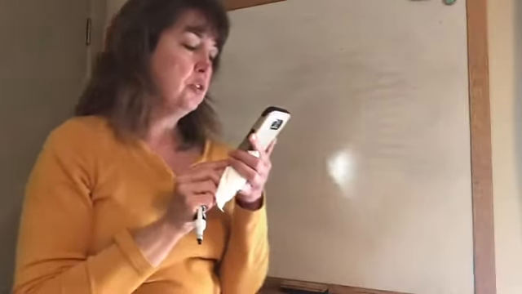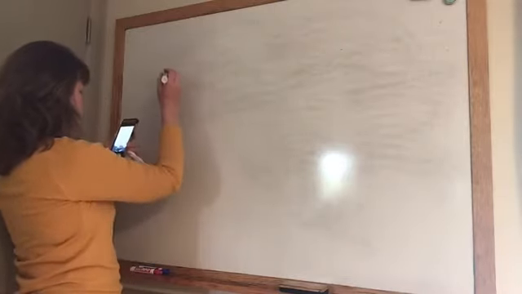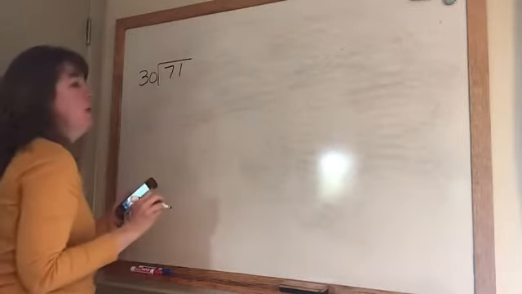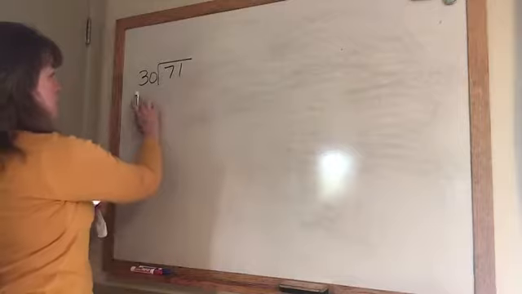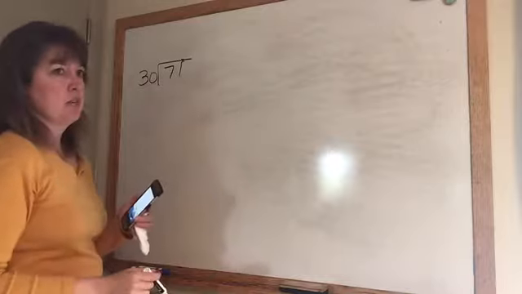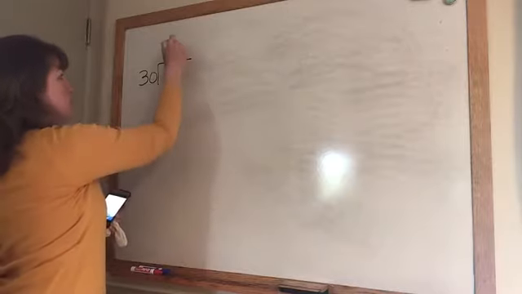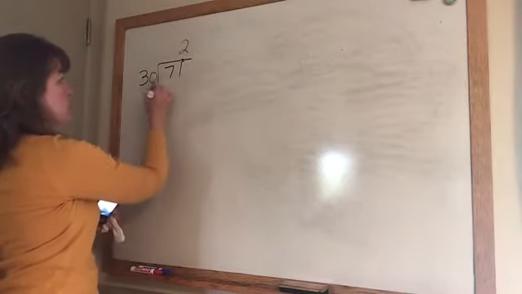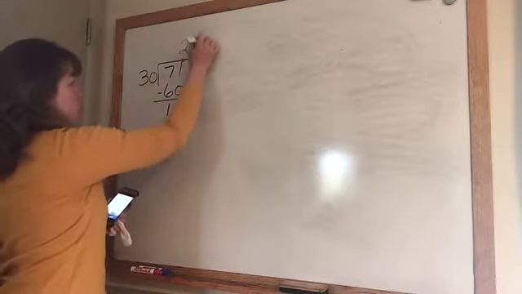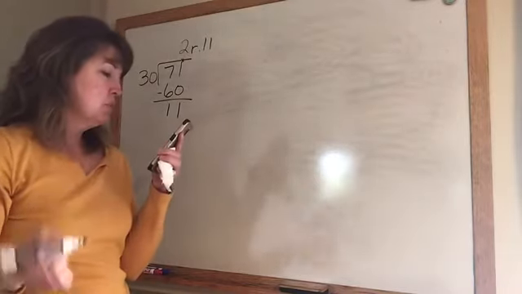All right, so let's do number 18. It's hard to read this. Okay, so we've got 71 divided by 30. Will 30 go into 7? No. Will 30 go into 71? Yes. How many times? You could count by 30s, or you could say how many 3s are in 7, and that's 2. So 2 times 30 is 60. And you subtract and get 11, so you have remainder 11. Okay, and then numbers 19 and 20 are similar to that.